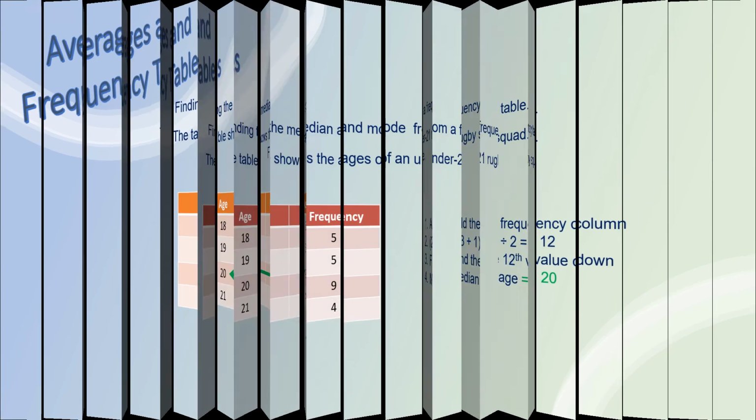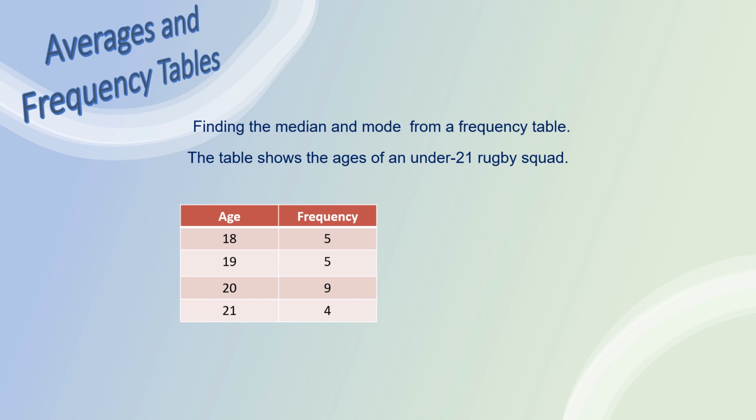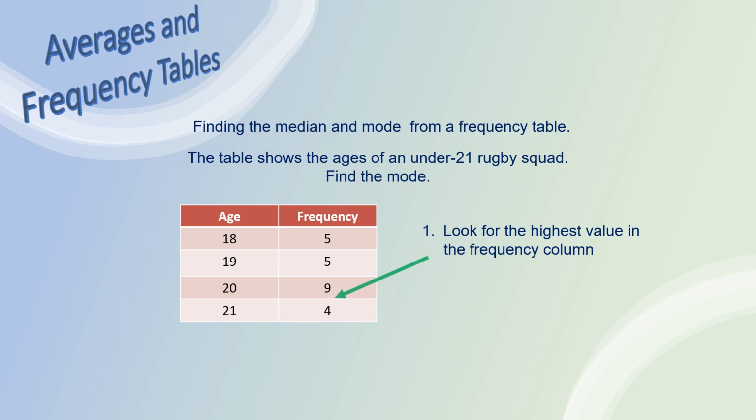And the mode? Well, the mode is fairly simple. You just go down the frequency column till you come to the number that is seen most frequently. So you look for the highest value in the frequency column, which in this case is 9, and you can quickly see that 20 is the mode. And that's how you calculate the mode. The mode is 20.